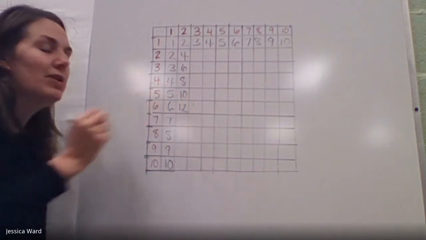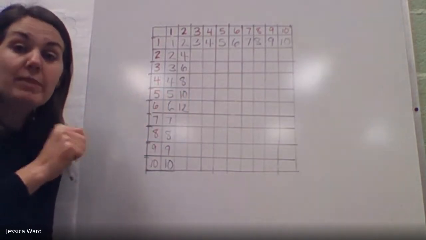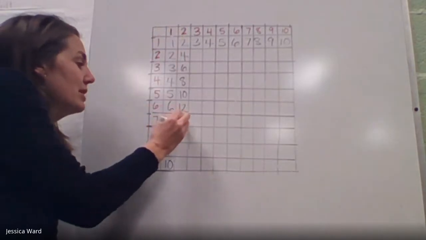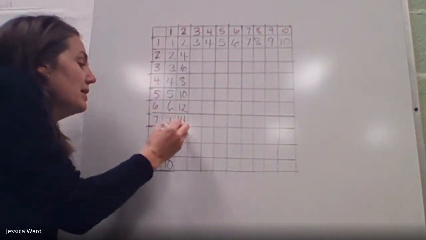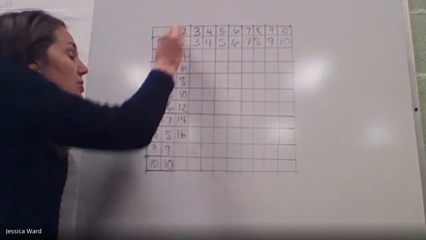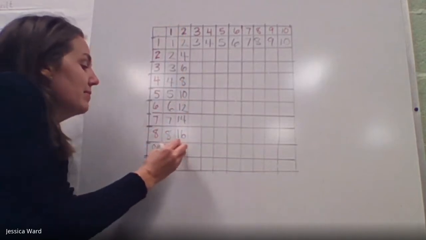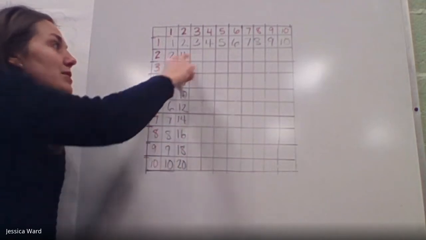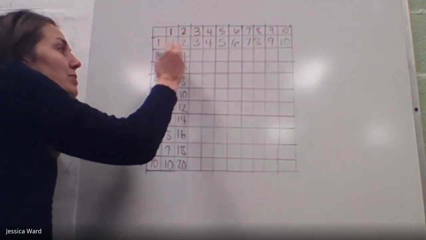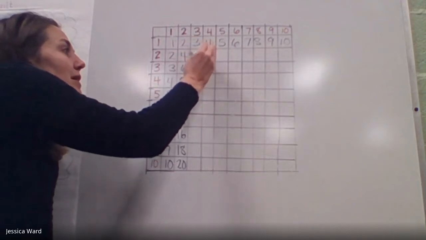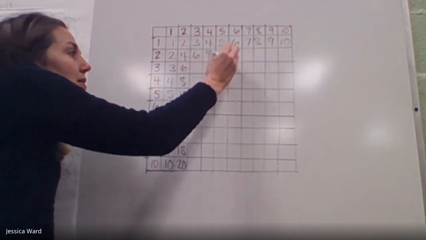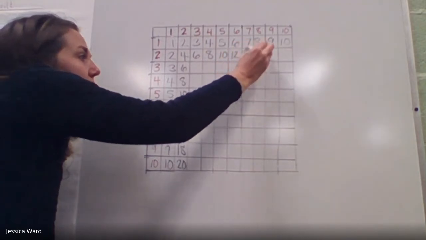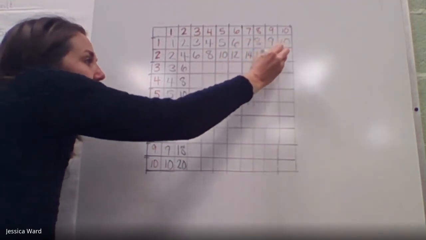And we're also thinking of our double stack. So 6 plus 6 is 12. 2 times 7 is 14. 2 times 8 is 16. 2 times 9 is 18. And 2 times 10 is 20. And I'm going to go ahead and do the same thing down my row: 2, 4, 6, 8, 10, 12, 14, 16, 18, and 20.